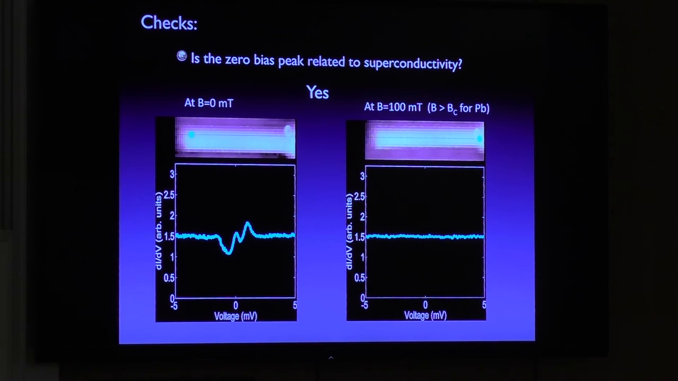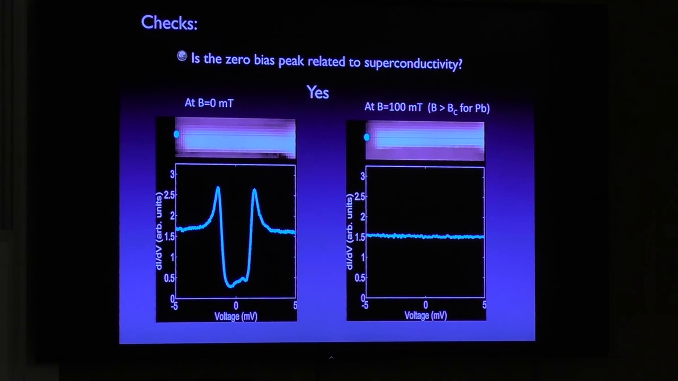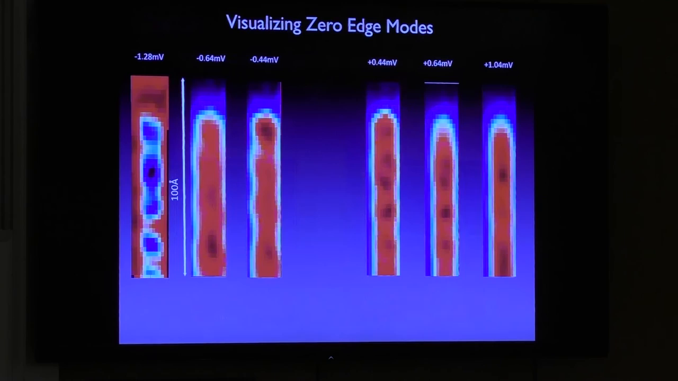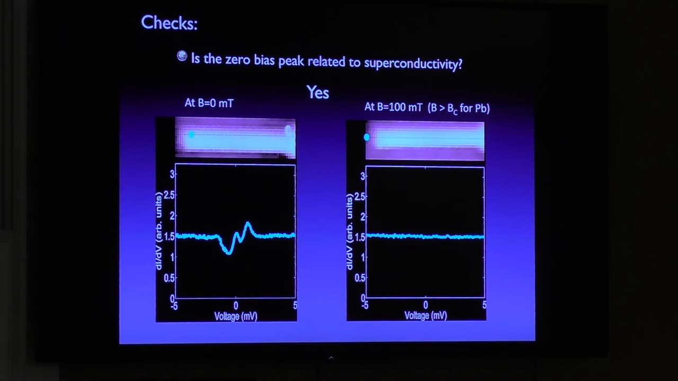Okay, and then you kill the superconductivity with an actual applied magnetic field, and you see nothing in the signal as you go across the transition. Let me just see if I can actually show you this. Okay. All right, yeah, so while killing superconductivity, nothing happens.